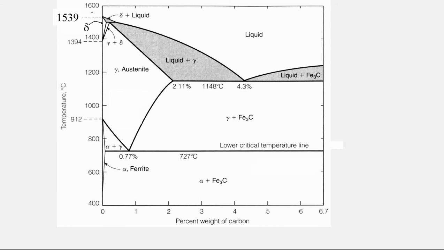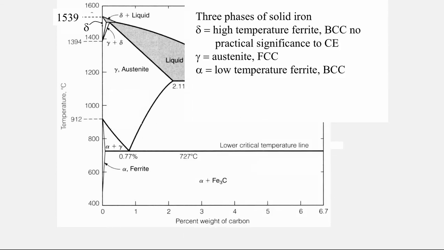So we can actually now look and see what this would look like with steel. So this is a phase diagram for iron and carbon, so you create iron carbide and carbon, and let's just highlight some different things on this diagram. So we have the three phases of solid iron.